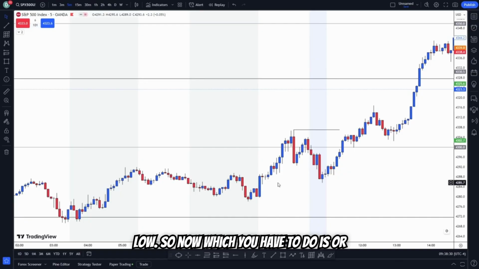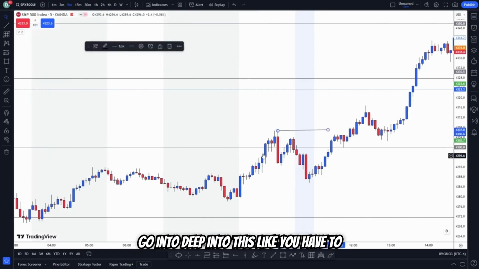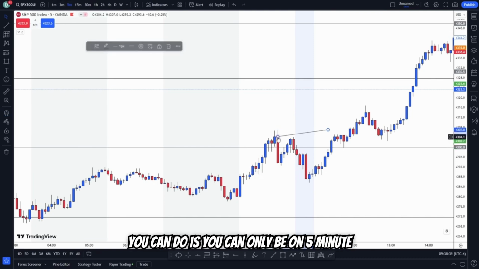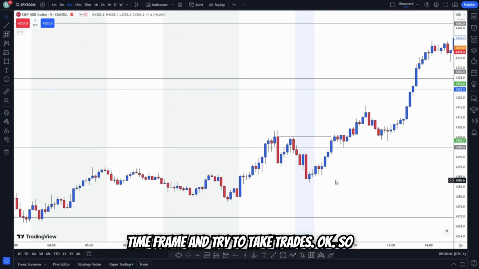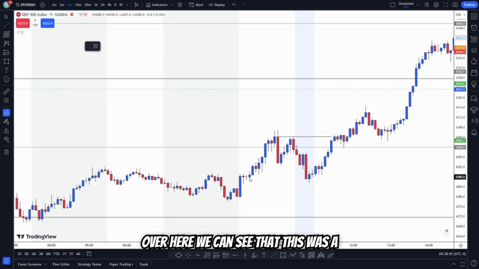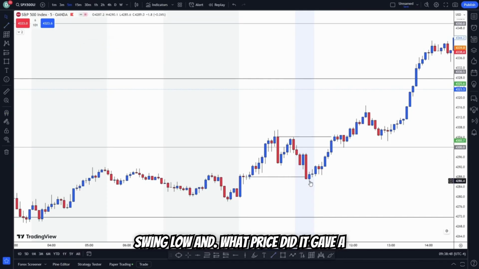So now what you can do is, just don't go deep into this. You don't have to open 1 minute time frame to go deep into this candle and this candle. You can only be on 5 minute time frame and try to take trades, okay? So over here we can see that this was a swing low, and what did price do? It took that low, right?